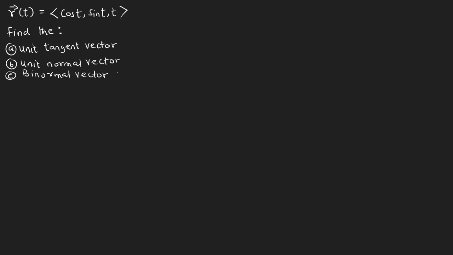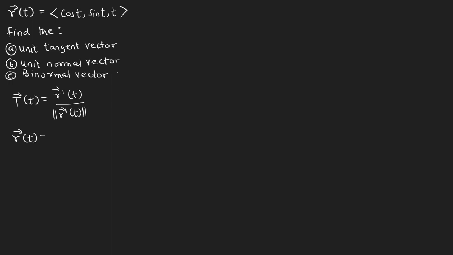So you know that the unit tangent vector will be equal to the first derivative of the vector function divided by the norm of the first derivative of the vector function. This will be the expression for the unit tangent vector. So before you can find the unit tangent vector, you must first differentiate the vector function that we were given. Okay, so let's look at this.